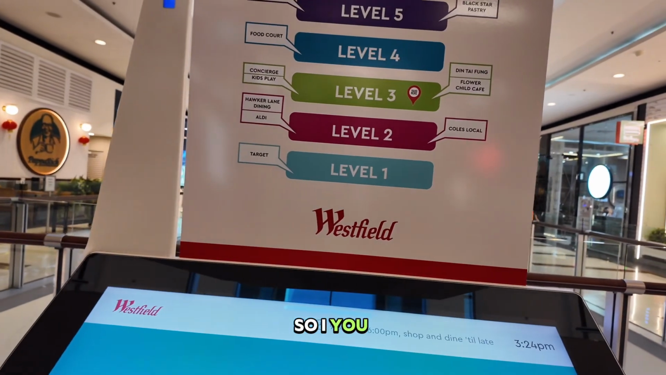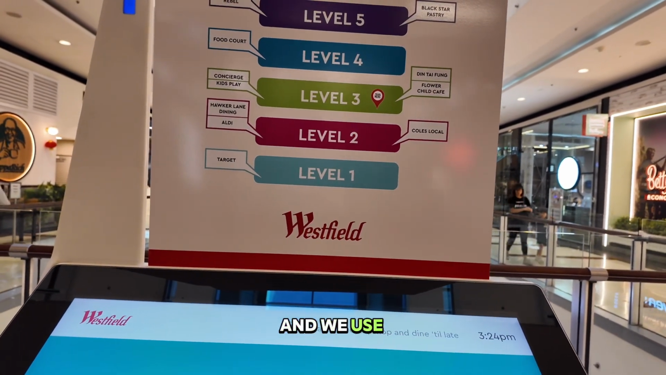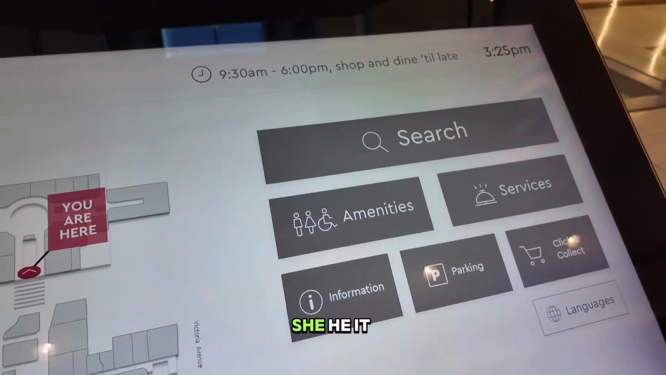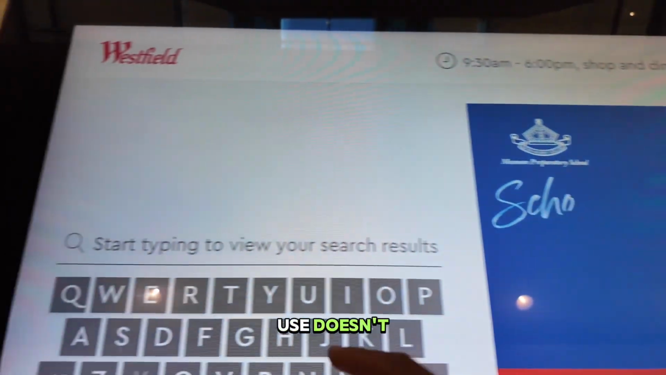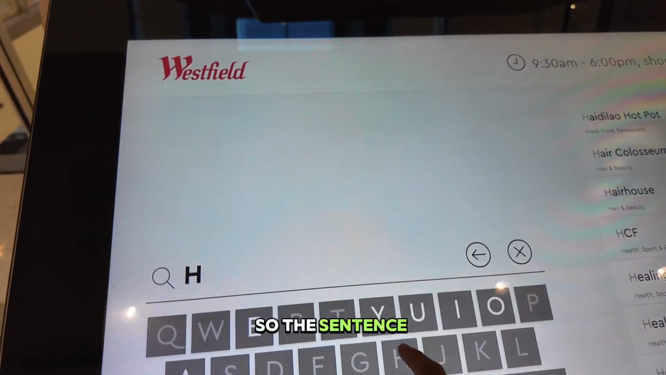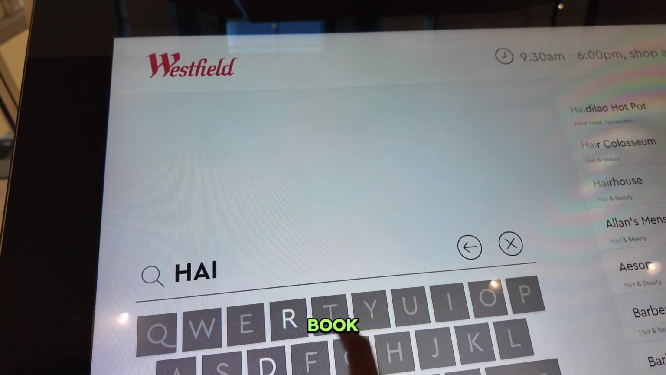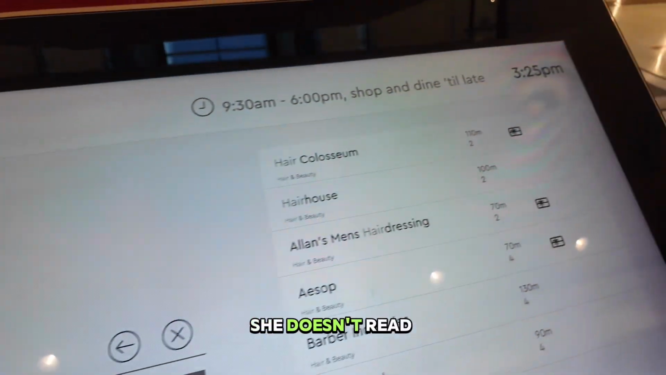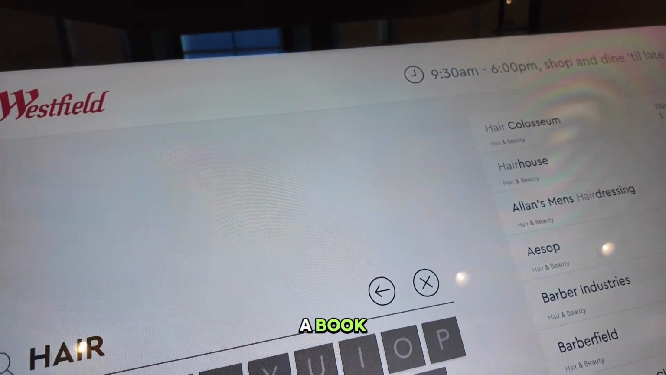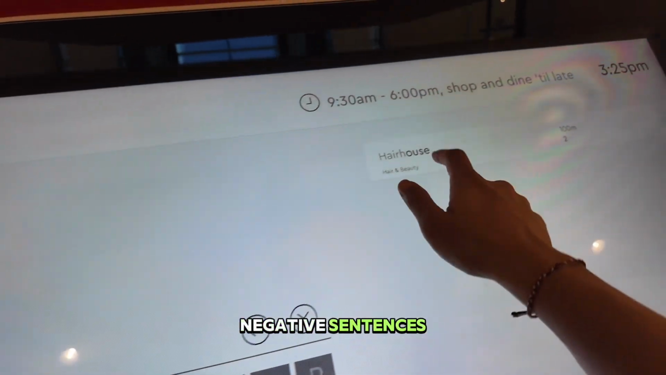So I, you, they, and we use don't. She, he, it use doesn't. So the sentence will be I don't read a book. She doesn't read a book. That's for the negative sentences.